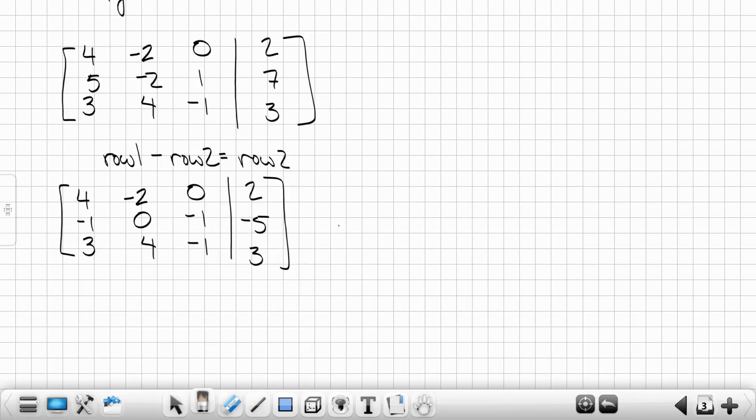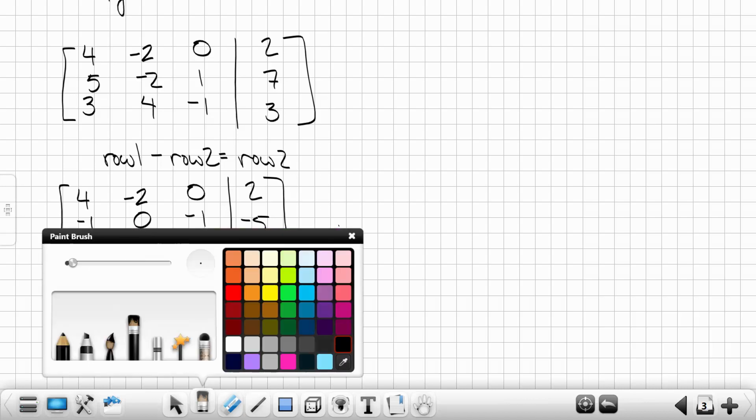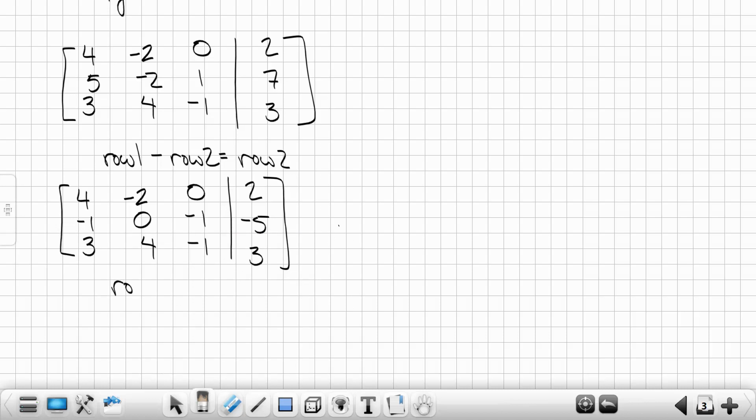Can row 1 be minus row 3? Row 1 minus row 3. But is that going to give me any zeros? No. Row 2, new row 2, minus row 3? Yeah. Okay. Row 2 minus row 3.